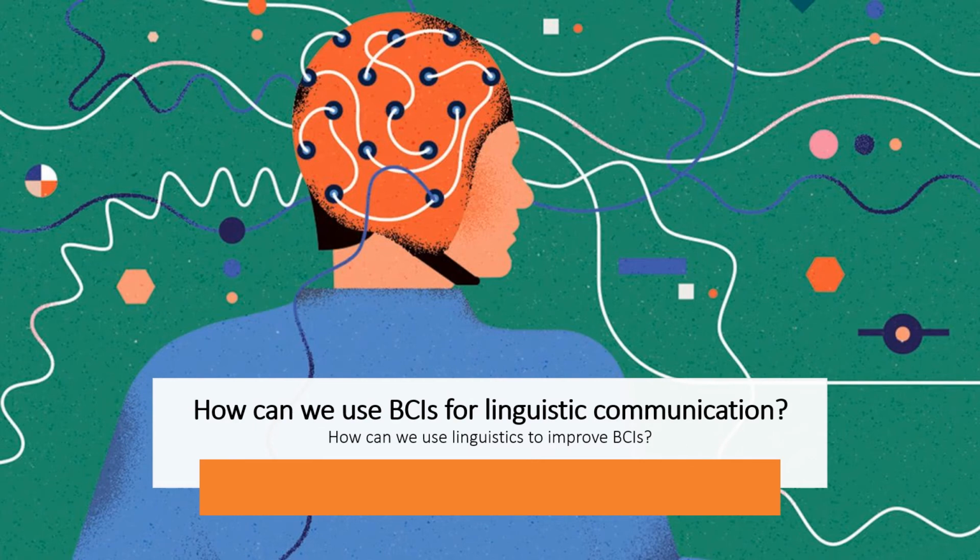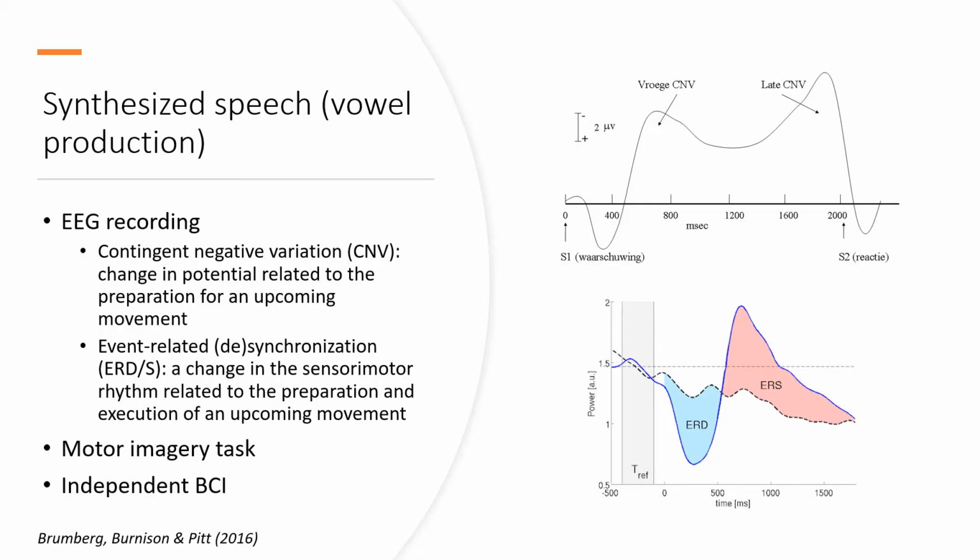So now it's time to move on to one of the two main topics that I want to address during this presentation. And the first one is, how can we use BCIs for linguistic communication? I want to answer this question by giving two examples. The first example is a BCI for producing synthesized speech, and in this case specifically vowel production.